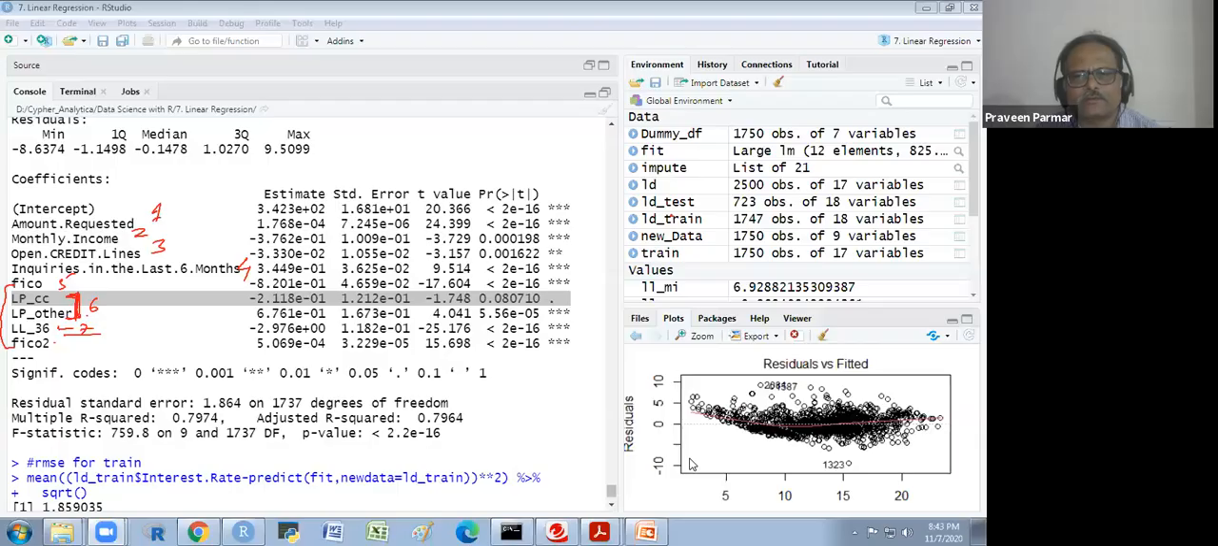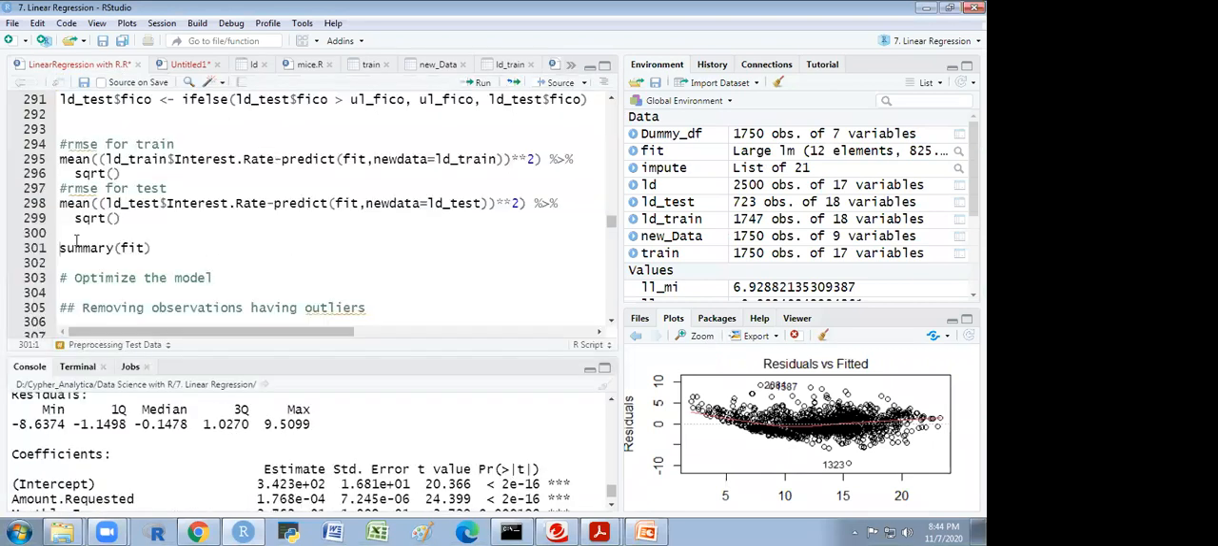Sir, now if we check the fitted versus... Oh, yes. We forgot to check it. I will show you that also, no? Yes, sir. Sorry, I forgot it.